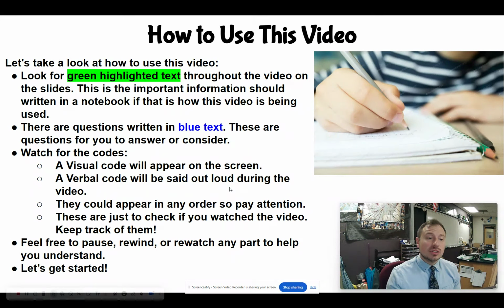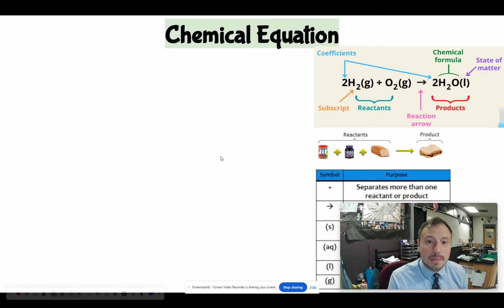Now, throughout this video, there's going to be two codes. One is going to be a visual code that will show up on the screen, and the other will be a verbal code said by myself. They can happen in any order, and they're just three randomly generated numbers. So pay attention. All right, let's get started.